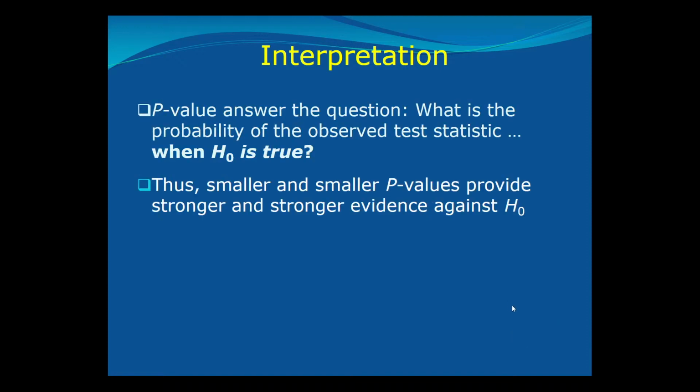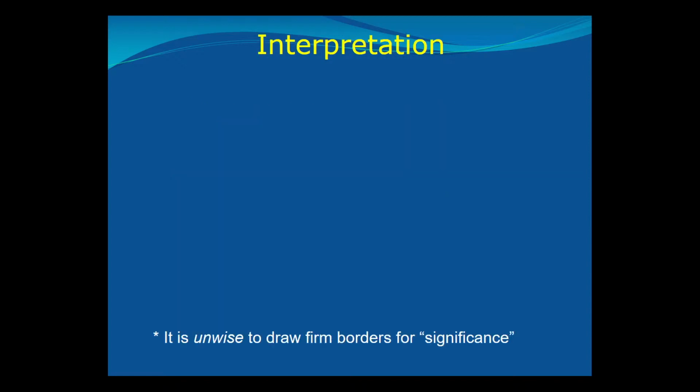How to interpret the p-value? The p-value answers the question, what is the probability of the observed test statistic, given that H0 is true. Thus, smaller and smaller p-values provide stronger and stronger evidence against H0. Small p-value means strong evidence.